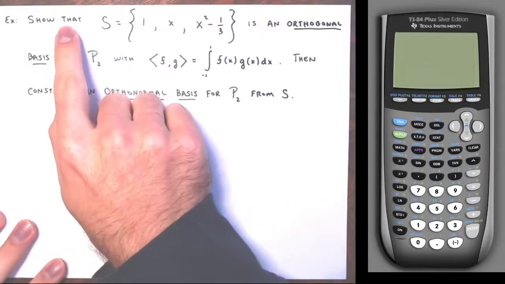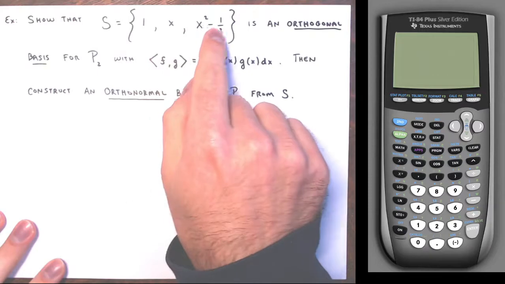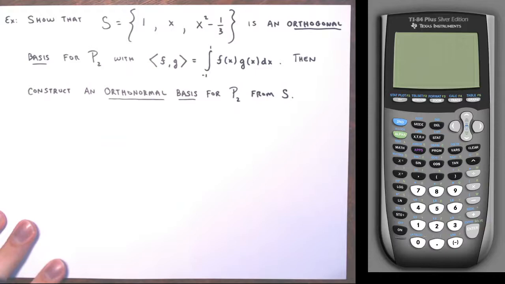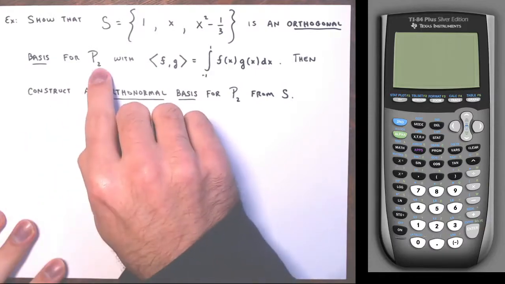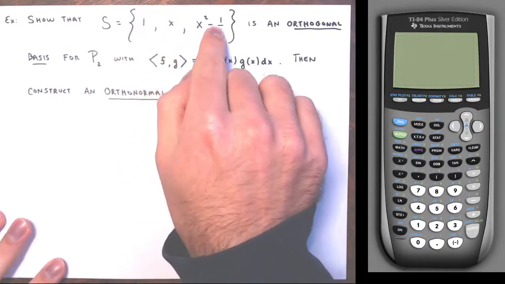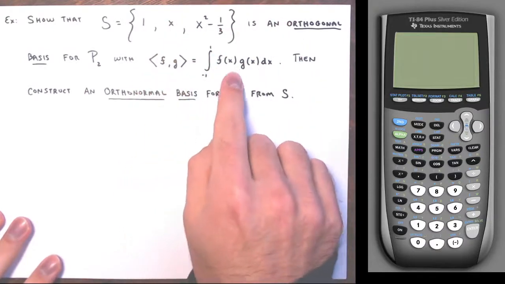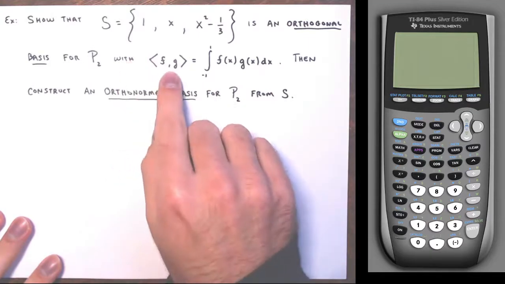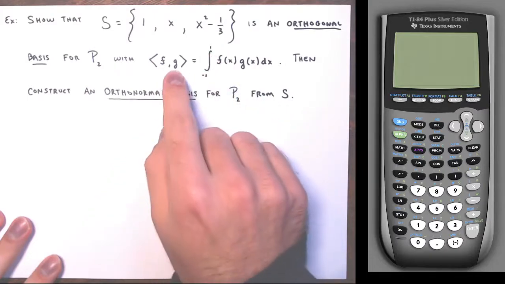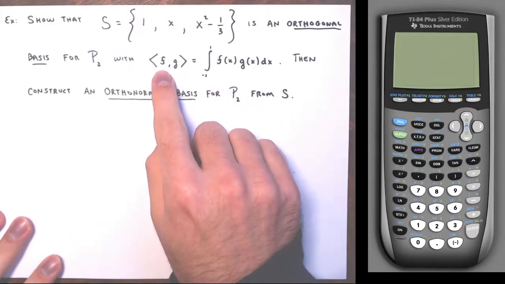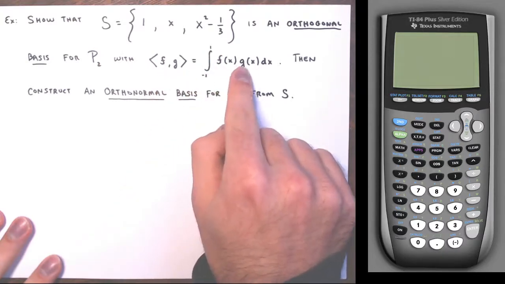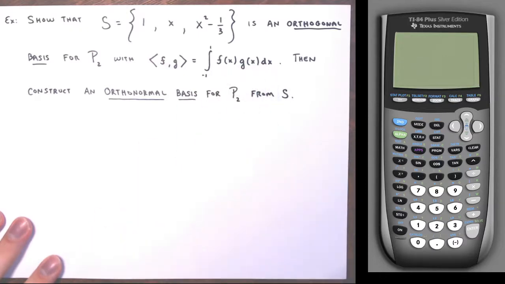What I'm asked to do is show that this set of three polynomials is an orthogonal basis for P2. Meaning that every polynomial in P2 can be written as a linear combination of these, and they're independent, and they are also orthogonal under this inner product, the standard integral inner product, but from -1 to 1. So the inner product of two polynomials will be the integral from -1 to 1 of the product of those polynomials with respect to x.